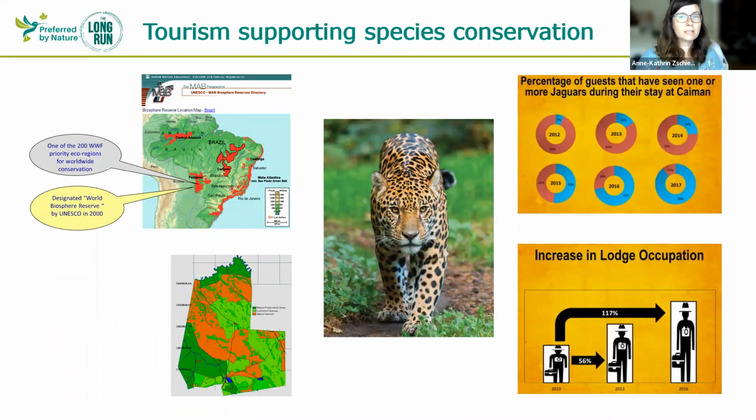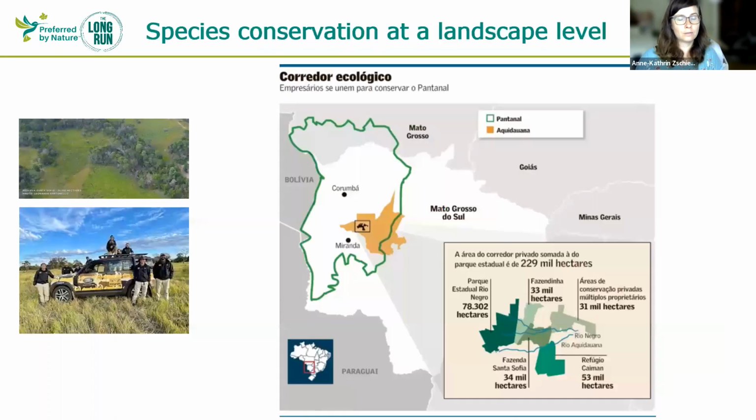In 2012, only about 7% of guests were able to see a jaguar through the rehabilitation program, by 2017 already 90%, and today pretty much every client is able to see a jaguar at Caiman. This meant that the occupancy of the lodge has significantly increased over the years. And he was able to demonstrate to the other landowners surrounding him that the species is worth much more alive, that this is an opportunity and it can be an alternative to traditional cattle ranching or other land uses.